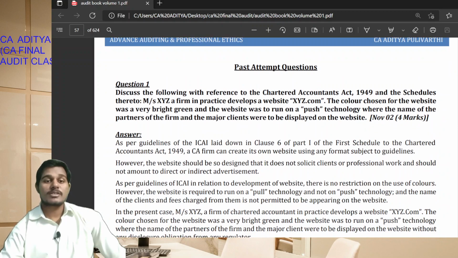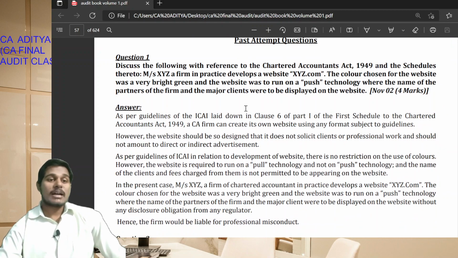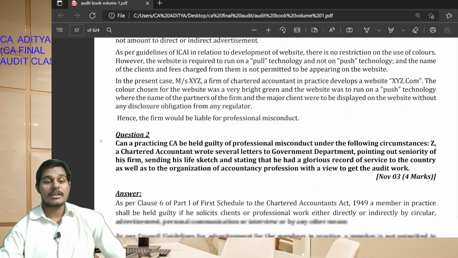Let's see the students' questions. Discuss the following with reference to the Chartered Accountants Act 1949 and the Schedules thereto. XYZ, a partnership firm in practice, develops a website. The color chosen for the website was very bright green and the website was done on pull technology. Only pull technology will be allowed, but in this case push technology is used. Okay students, in that case it will be professional misconduct.